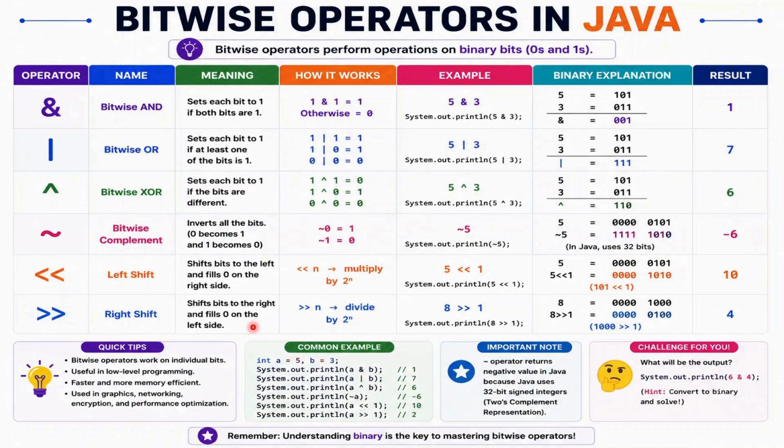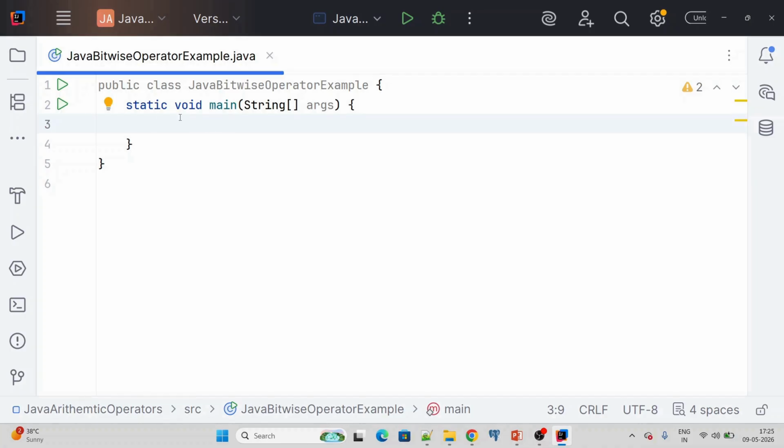So this is all about the theoretical part. Let's deep dive into the practical part so that you can understand it better. So now let's move into the practical part of the video. We have covered the bitwise AND operator, bitwise OR operator, bitwise XOR, bitwise complement operator, then left shift and right shift operators. So let's understand these examples one by one.